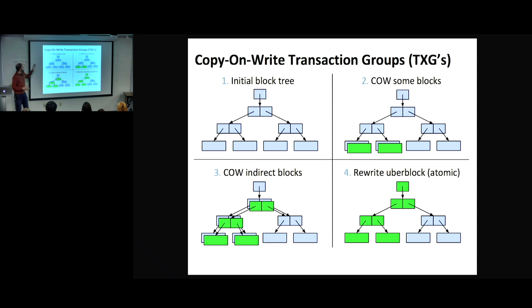Simple idea, you have a tree of blocks, so everything in ZFS is in this tree of blocks, similar to other file systems. If we want to modify these two data blocks, instead of overwriting in place, we write them to new locations on disk represented by the green blocks. And then we have to modify all the indirect blocks up the tree, all of its ancestors. And then finally, atomically overwrite the root of the entire tree.